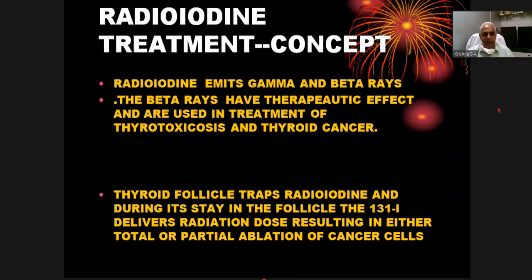Radioiodine treatment in thyroid cancer, what is the concept? Radioiodine emits gamma and beta rays. The beta rays have therapeutic effect and are used in treatment of thyrotoxicosis and thyroid cancer. Thyroid follicle traps radioiodine, and during its stay in the follicle, the radioiodine delivers radiation dose, resulting in either total or partial ablation of the cancer cells.